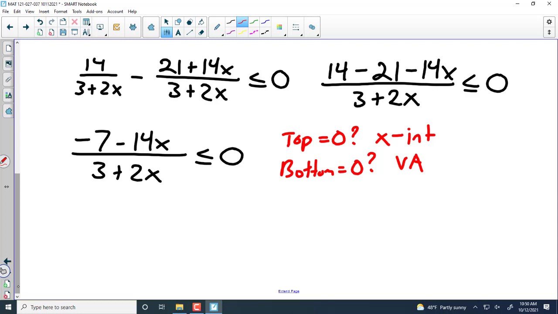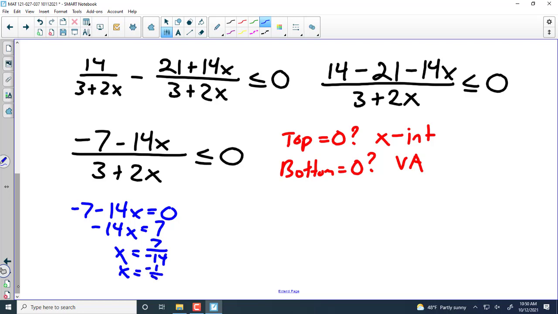And there's no shame at all in doing a little bit of work off to the side, everyone. I don't expect everyone to just glance at that and get this right. You are allowed to come down here and do a little side work and figure out what makes the top equal to 0. Well, if I add 7 to both sides and divide both sides by negative 14, I get negative 1/2. Never let anyone give you any crap about showing your work. Set the bottom equal to 0.